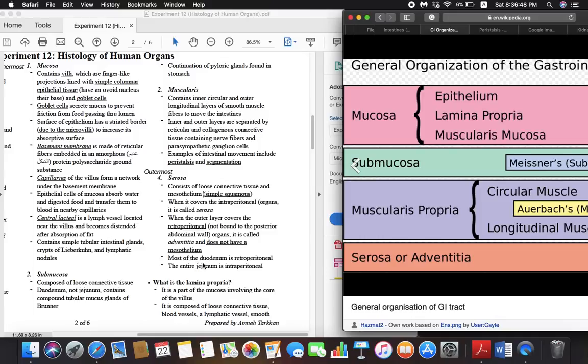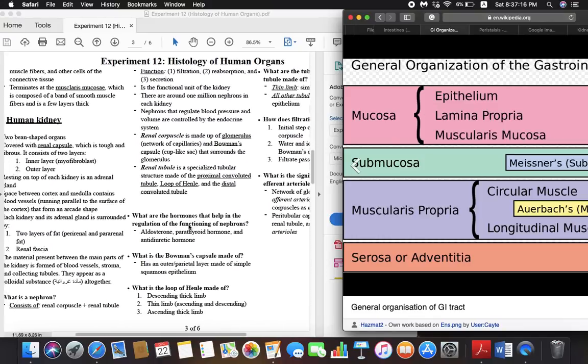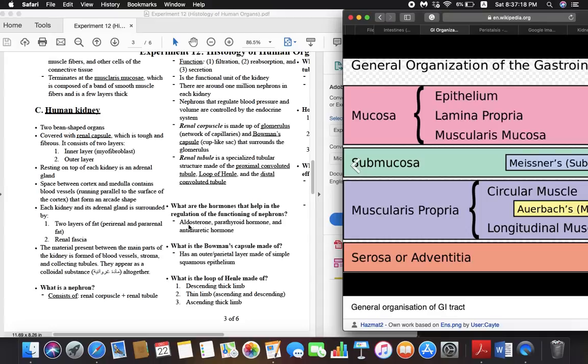We need to know that most of the duodenum is retroperitoneal, meaning that if we go to the intestinal wall of the duodenum, its outermost layer is going to be called adventitia, but the entire jejunum is intraperitoneal, meaning if we go to the intestinal wall of the jejunum, its outermost layer is going to be serosa. We discussed the lamina propria and muscularis mucosa beforehand, and this basically covers the human digestive system.